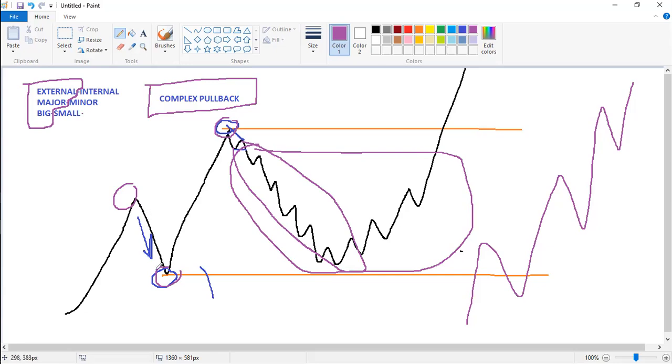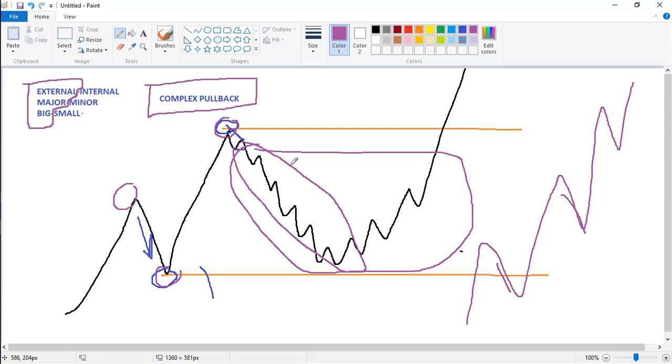Okay, this is the normal pullback. These are normal pullbacks. These were a complex pullback because it's a bit more complex. So we call that a complex pullback. Usually when you see a complex pullback, you need to change the color, right? If you are marking the big structure with purple, then the small structure you mark with blue or another color, because you need to be able to differentiate between the two.